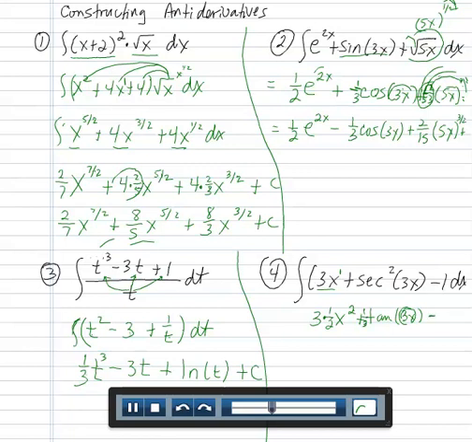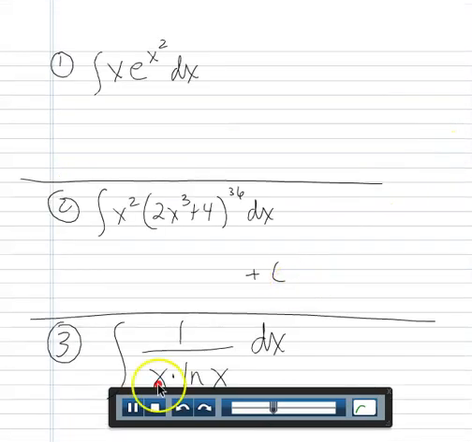And then what did you take the derivative of and just get 1? Well, x does that, and then plus c. So to make it look all nice and pretty, we would have 3/2 x squared, 1/3 tangent of 3x, minus x plus c.